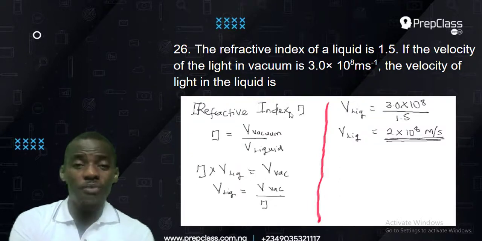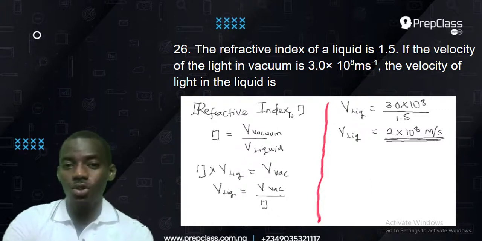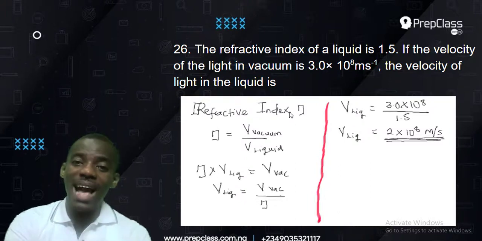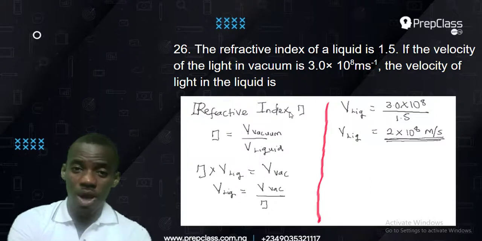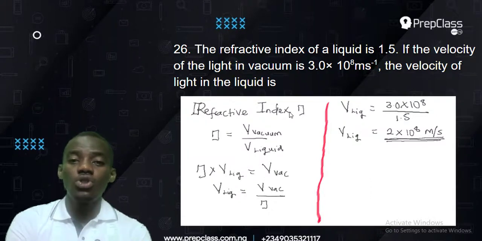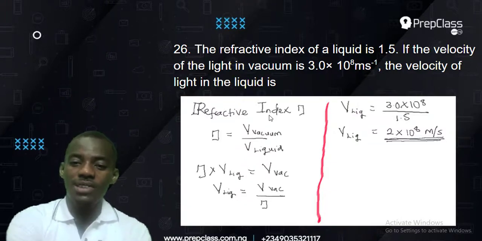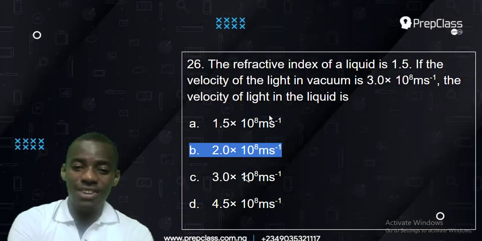But if you don't know the formula, then it's like you don't have the key to open the door to solve the question. Formulas are keys to solve each question. And if you don't have the key, you don't have access to that door in that question. Okay, let's check out number 27 now. This is done. So the answer is B, 2.0 times 10 to the power 8. That's very straightforward from the formula.